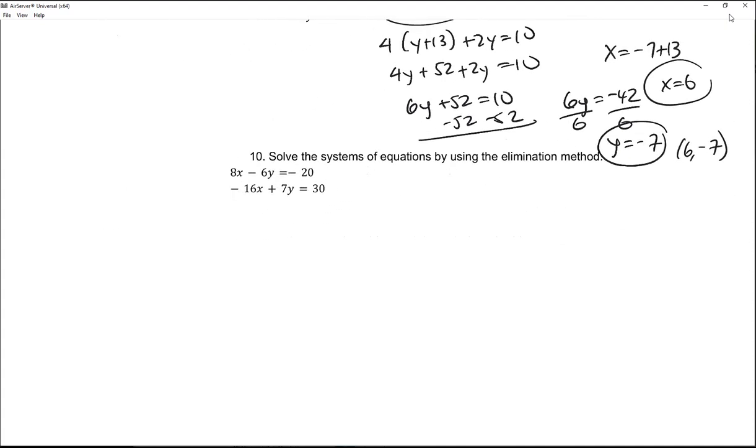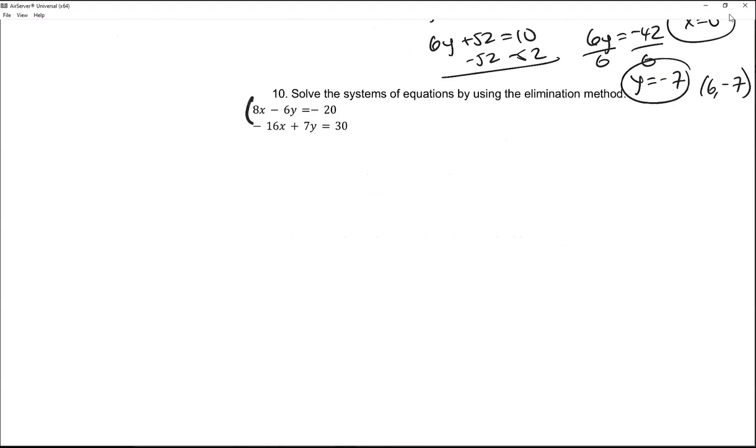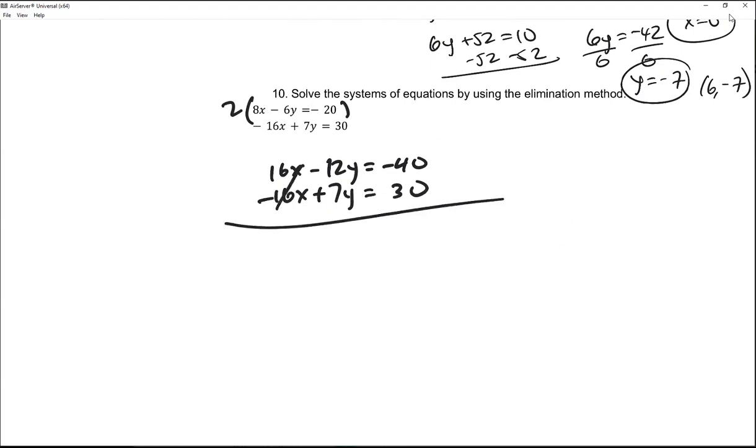And number 10, I would multiply the top equation by 2. So it becomes 16x minus 12y is equal to negative 40. Oops. And then negative 16x plus 7y is equal to 30. That cancels out. You eliminate that, be negative 5y is equal to negative 10. Y is equal to 2.